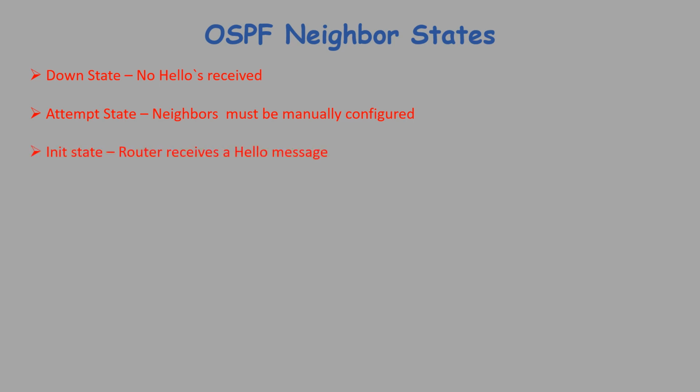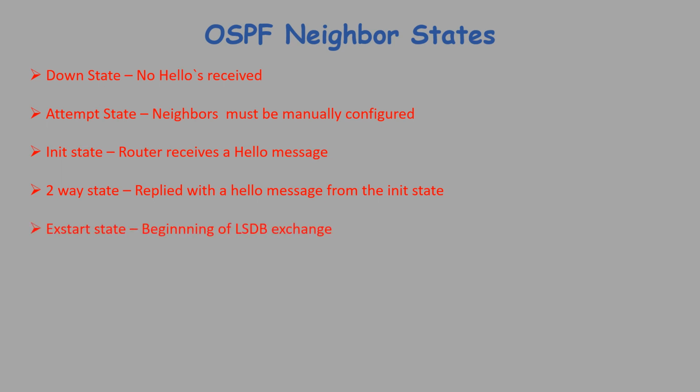Init state. A router has received a hello message from the other OSPF router, but the two-way conversation has not yet been established. Two-way state. The neighbor has received the hello message and replied with a hello message of its own. ExStart state. Beginning of the link state database exchange between both routers. Routers will start exchanging link state information.